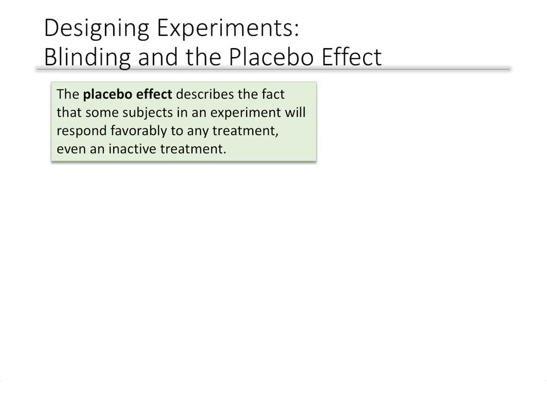So when we're designing experiments, there's some things that we need to know here. So for example, the placebo effect. We talked about what a placebo was, but the placebo effect has a special name, and that describes the fact that some subjects will respond favorably to a treatment even if it's inactive. They just think they're taking something that's supposed to make them feel better, so automatically they are like, oh yes, okay, great, I feel better.